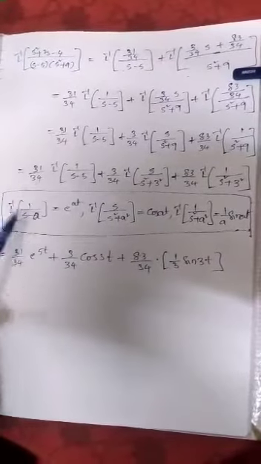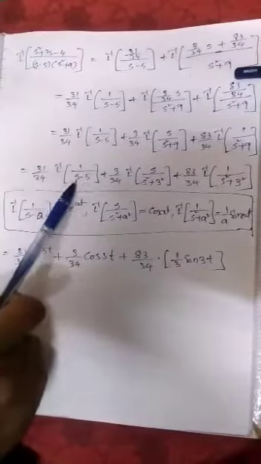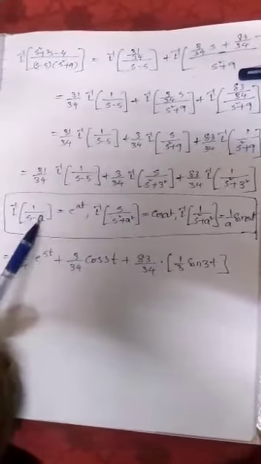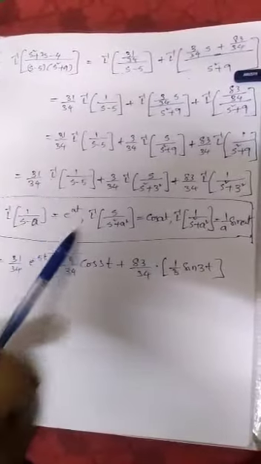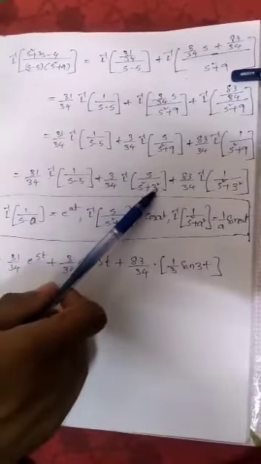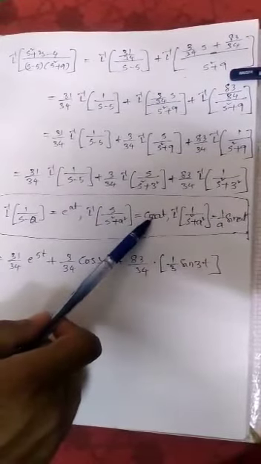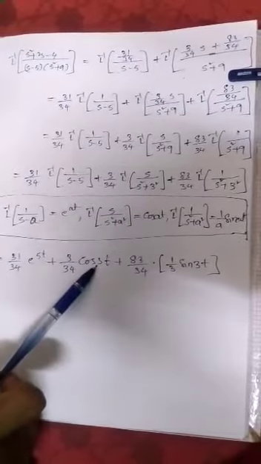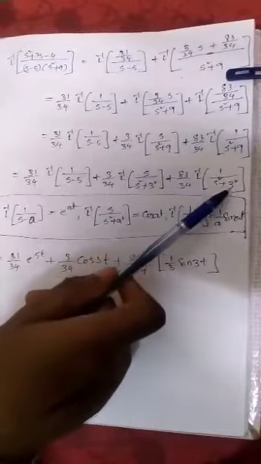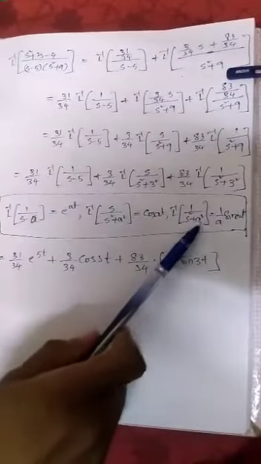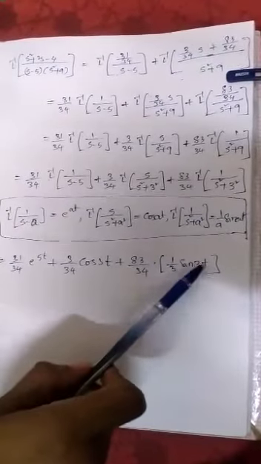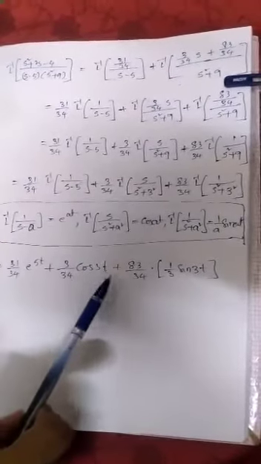Now here 31 by 34 as it is, Laplace inverse of 1 by s minus 5. It is in the form of 1 by s minus a. What is the formula? E power at. Here in place of a we have 5, so you will get e power 5t. Then 3 by 34 Laplace inverse of s by s square plus a square, what is the formula? Cos at. In place of a we have 3, so you will get cos 3t. Then 83 by 34 outside, Laplace inverse of 1 by s square plus 3 square, in place of a we have 3, so you will get 1 by 3 sin 3t. So that is the Laplace inverse of the given function.